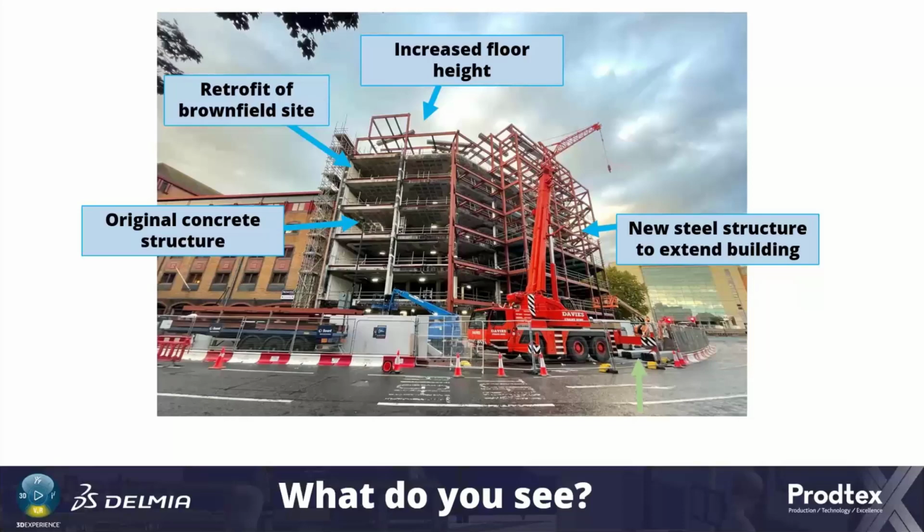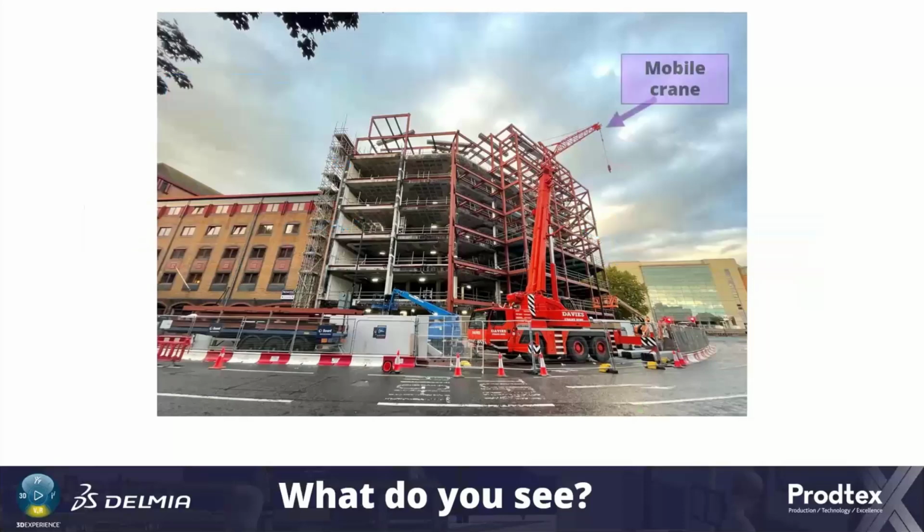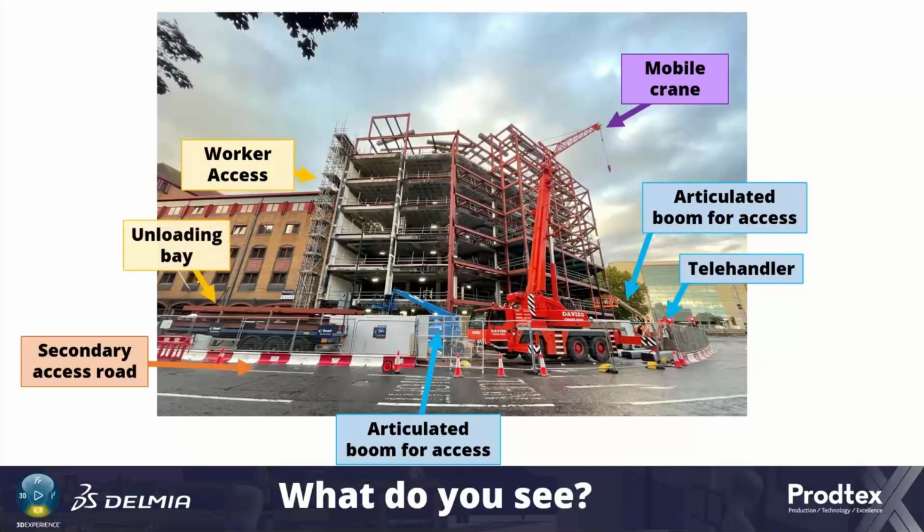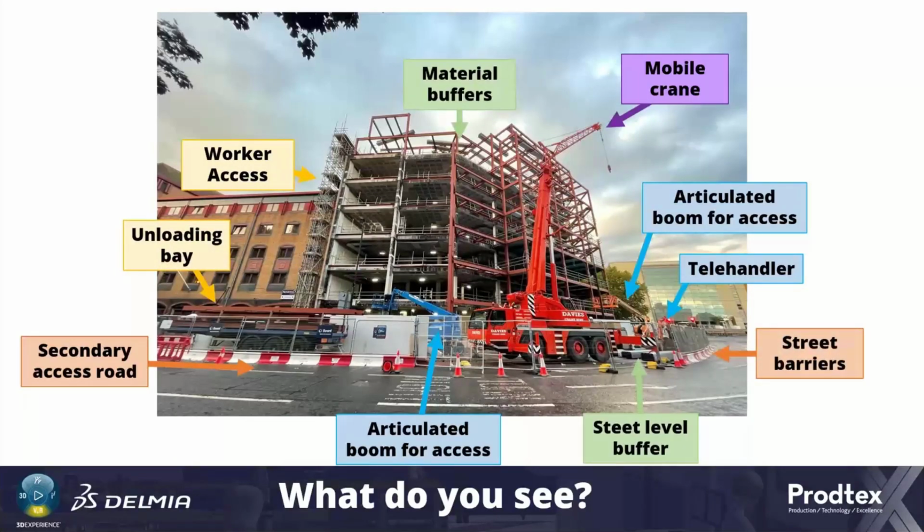If we go to the next slide, what we actually see as manufacturing engineers, and the big thing we try and push for people in construction to see, is that there's much more to this than just the building. There's a mobile crane, there's articulated booms for access, there's street barriers that have had to go in, there's material buffers, there's access for the workers, there's safety railings. There's a whole plethora of resources and equipment that needs to be considered on this site.